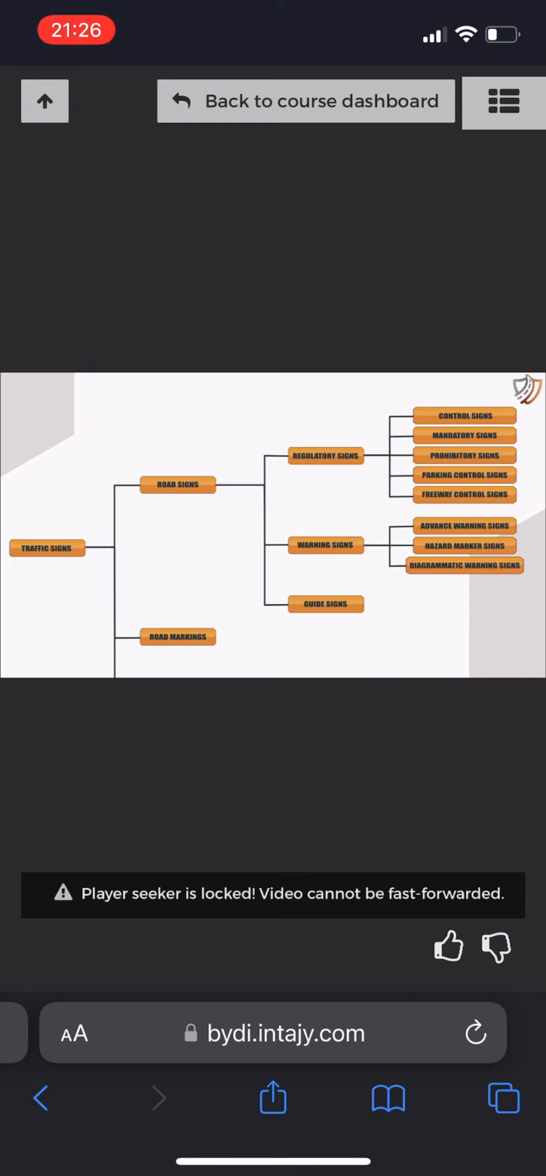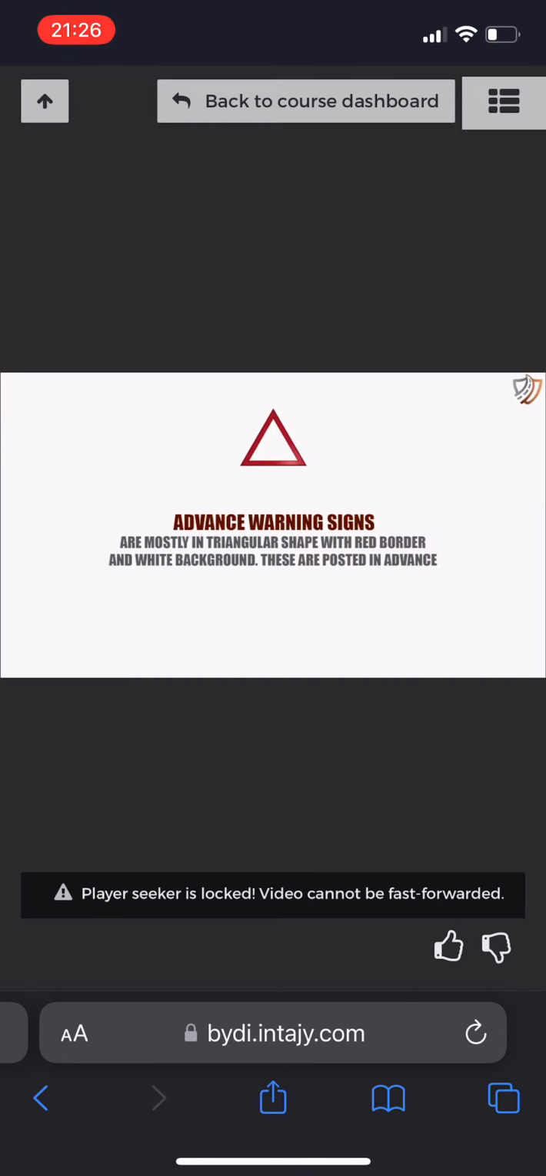Let's see the advance warning signs. Advance warning signs are mostly in triangular shape with red border and white background. These are posted in advance before the situation.